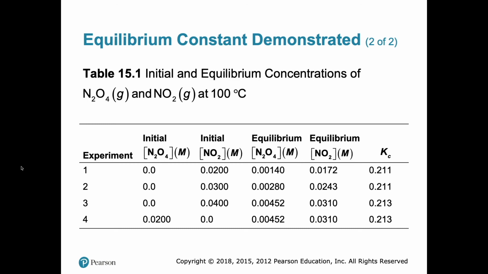But in the end, once you figure out the Keq, the equilibrium constant of the entire system, which is the ratio of the products over the reactants, you get the same equilibrium constant for all four of those reactions. So regardless of what the starting concentration is of the reactants, you will always end up with what?